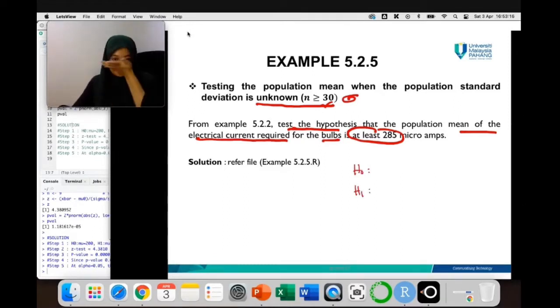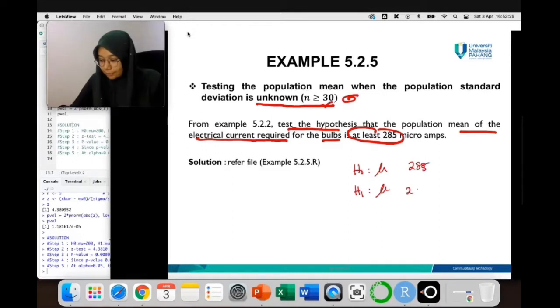So anyone? Mu. Dia masih lagi mu. And this mu is 285. So at least. What is the symbol for at least? Larger. Greater than or equal. Greater than or equal. Kalau ada equal, it will be H null. So here, greater than or equal.